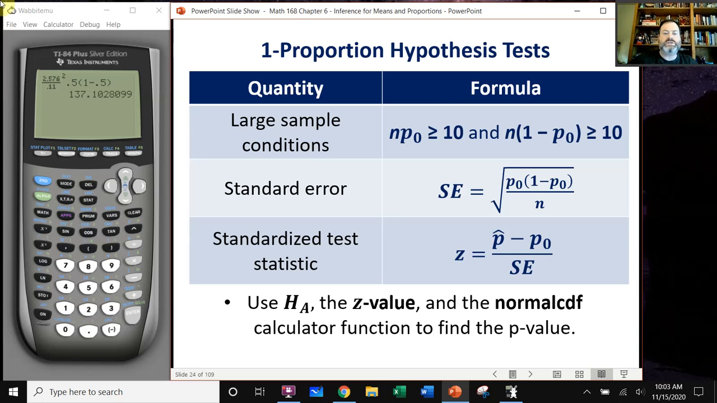There are your large sample conditions. Notice here that p has been replaced with p0, which is our null parameter value. The standard error, p, has been replaced with p0, obviously. And our standardized test statistic is actually the same thing we used in Chapter 5. This is new for Chapter 6. This is the same formula from Chapter 5. And then we're going to use the alternative hypothesis, the z value, and the normal CDF to find the p-value.